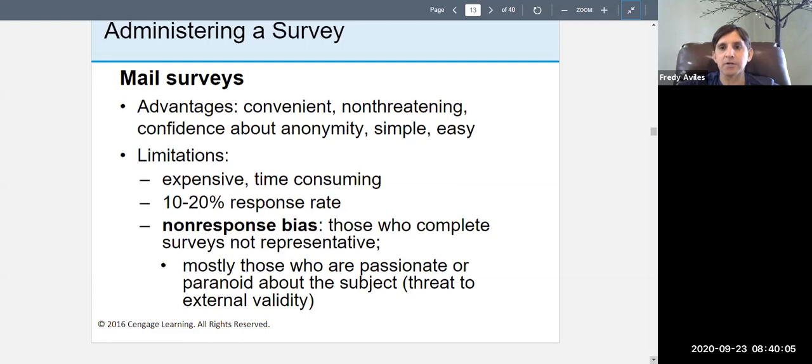The people who are angry are the ones who are going to get back to you, the ones who are going to fill out the survey. Or the people who think you're taking away their rights, that kind of stuff. It's not going to be a representative sample.